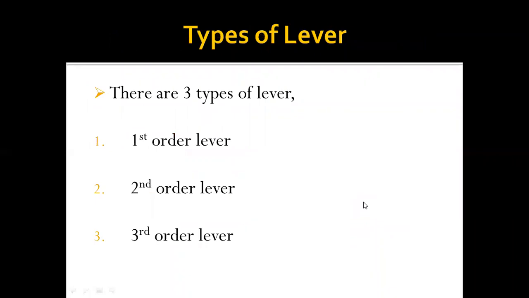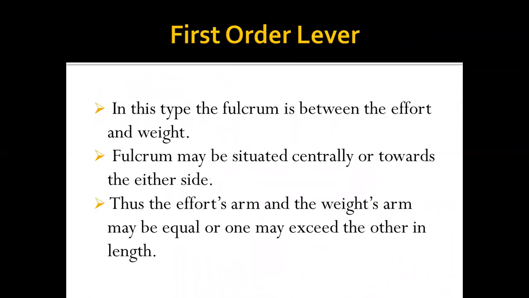Now, types of lever. There are three types of lever: first order lever, second order lever and the third order lever. First order lever. In this type, the fulcrum is between the effort and the weight. The fulcrum may be situated centrally or towards either side. Thus, the effort arm and the weight arm may be equal or one may exceed the other in length.